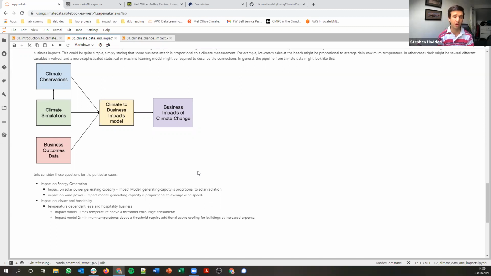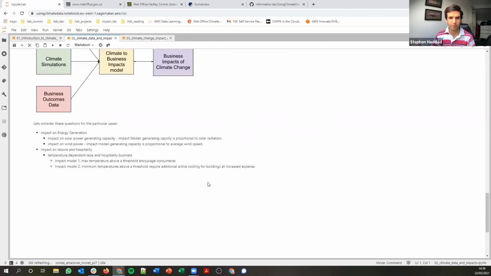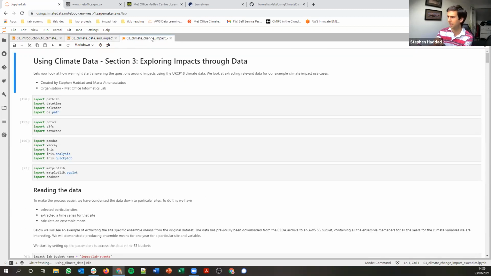But conversely, with higher minimum temperatures, buildings don't naturally cool themselves down at night, so there might be increased expense required for active cooling in the form of air conditioning for those hospitality businesses. So two different models of impact from the same set of climate data. We'll now move on to looking at how we can actually get some answers from our climate data. Any questions on what we did in that section?